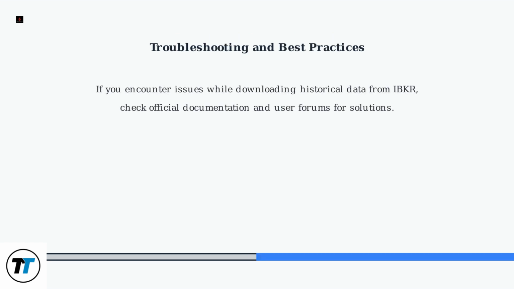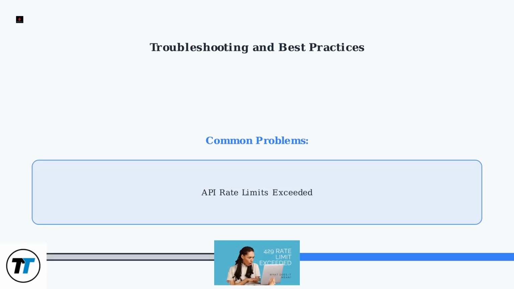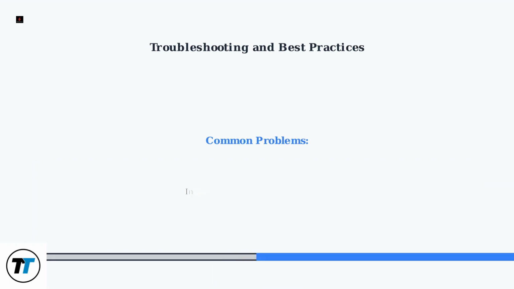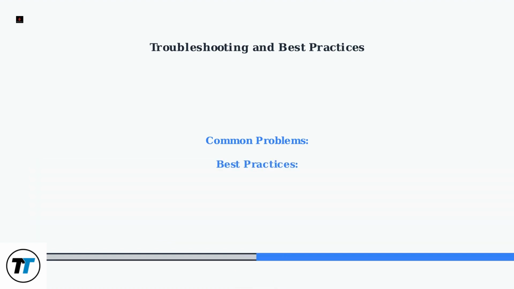If you encounter issues while downloading historical data from Interactive Brokers, check their official documentation and user forums for solutions. Common problems include exceeding rate limits with the API, incorrect parameter configurations, and authentication failures. For best practices, always verify the accuracy of your exported data and ensure compliance with IBKR's terms of service.